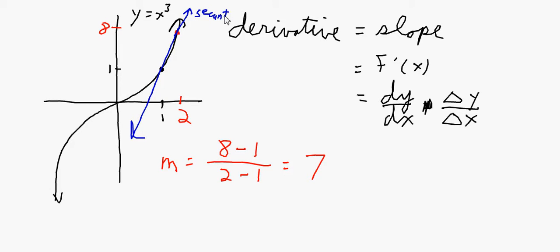So, secant. And you've seen the trig function secant, same spelling. But we don't want the slope of this secant line. We don't want the slope between 2 points here. We want the slope only at 1. So picking 2 is probably not a good plan.